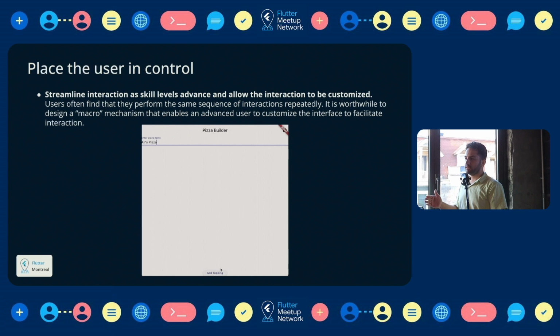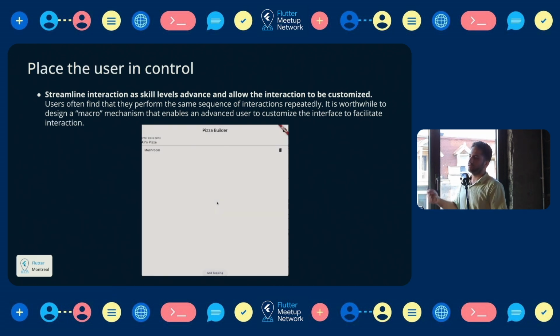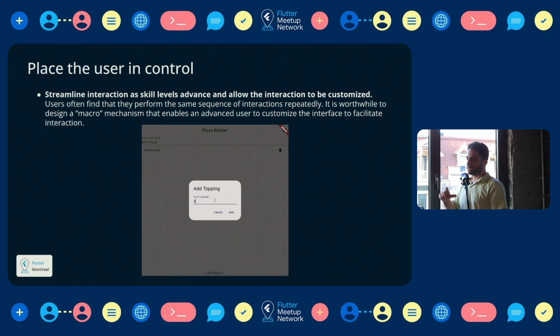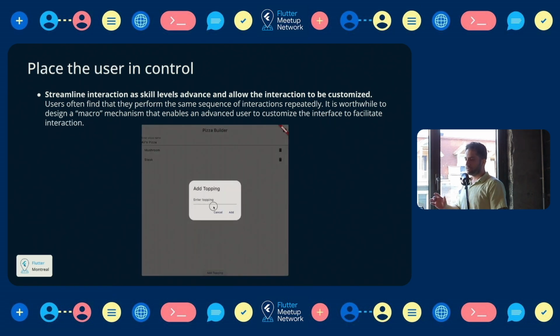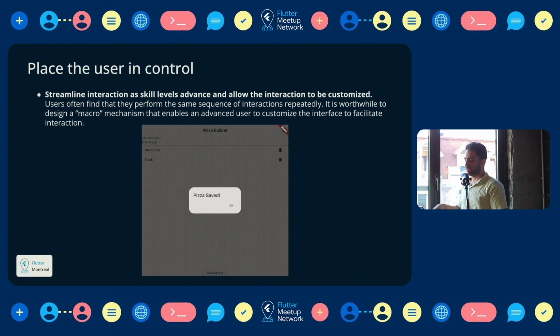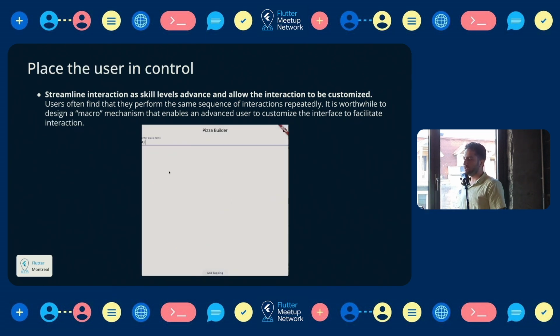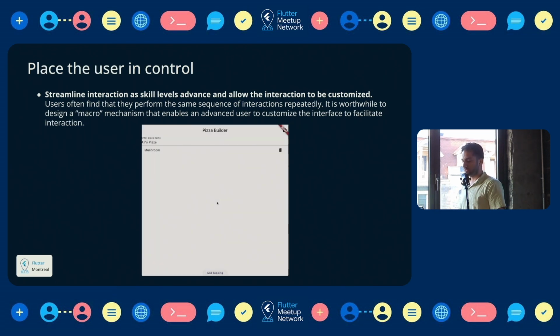So the user doesn't want to make this topping the next time. They just go ahead and check their saved pizza. This is something cool because the beginner user makes their pizza every time, choosing toppings and so on, and it takes time for them, but they will learn that there is a favorite button here that I can use to save this pizza for next time.